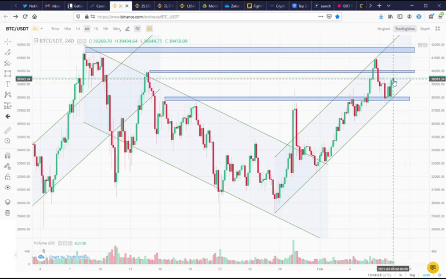If it stays within this trend channel, we could see a move up in the trend channel to around $42,000 if it's going to respect the trend channel. No, the trend will continue until it stops continuing.